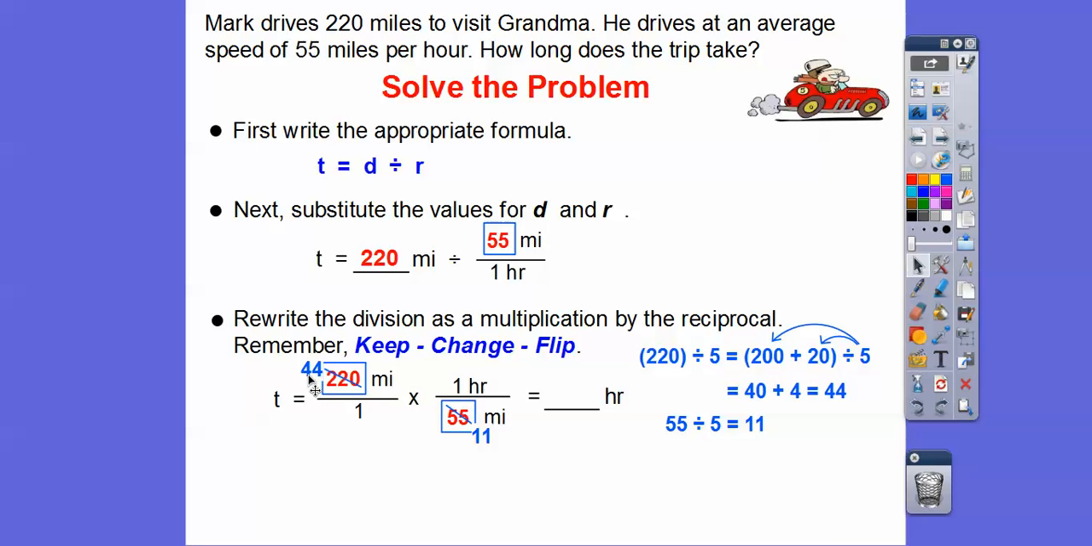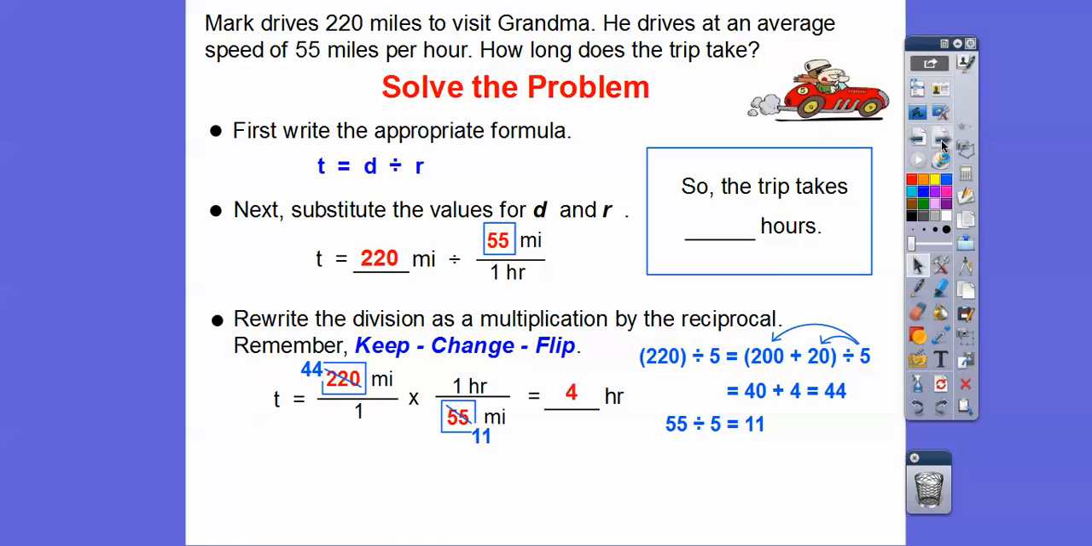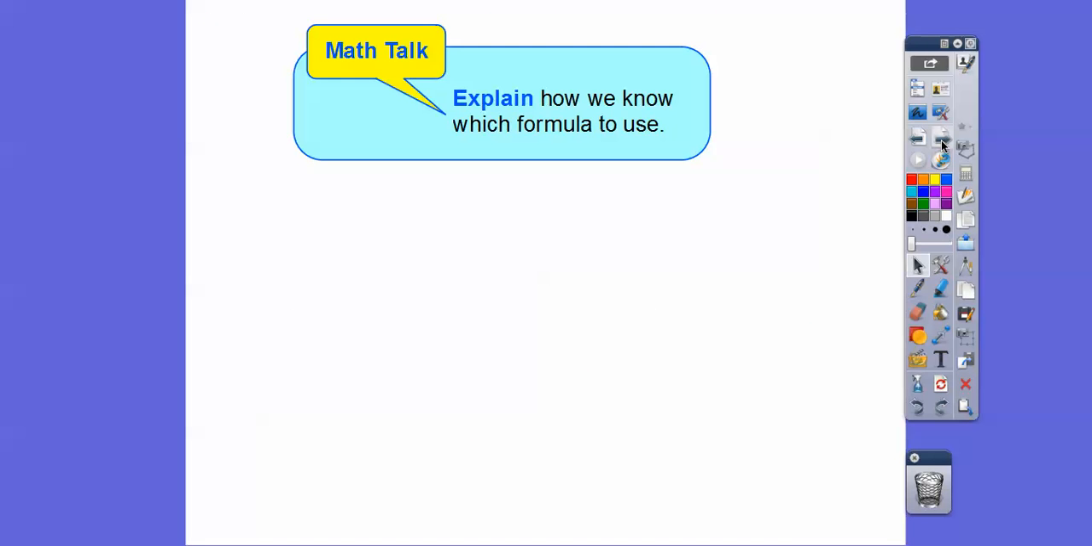Okay, so we'll change this to an 11, and then we'll change this to 40 plus 4, which is 44. Now this is easier. 44 divided by 11, that's just 4 right there, okay? So the trip's going to take Mark 4 hours right there, okay? Let's try another one. Whoops, before we do, let's answer this.